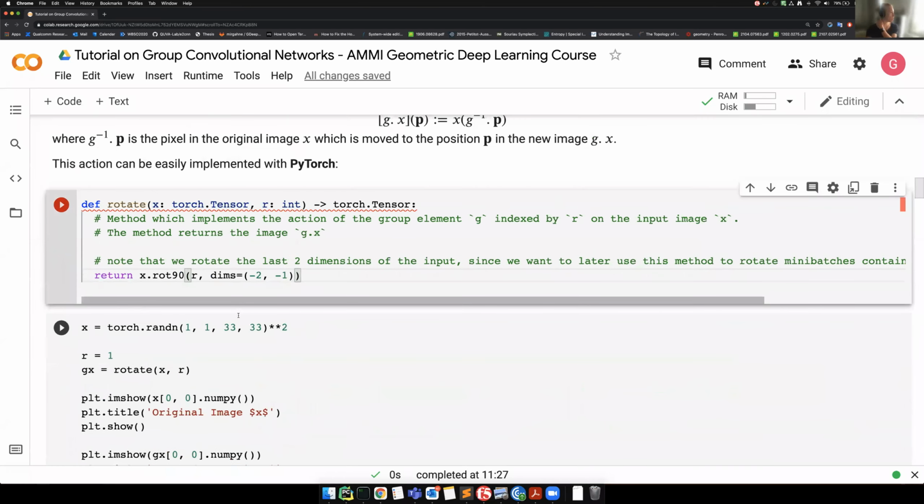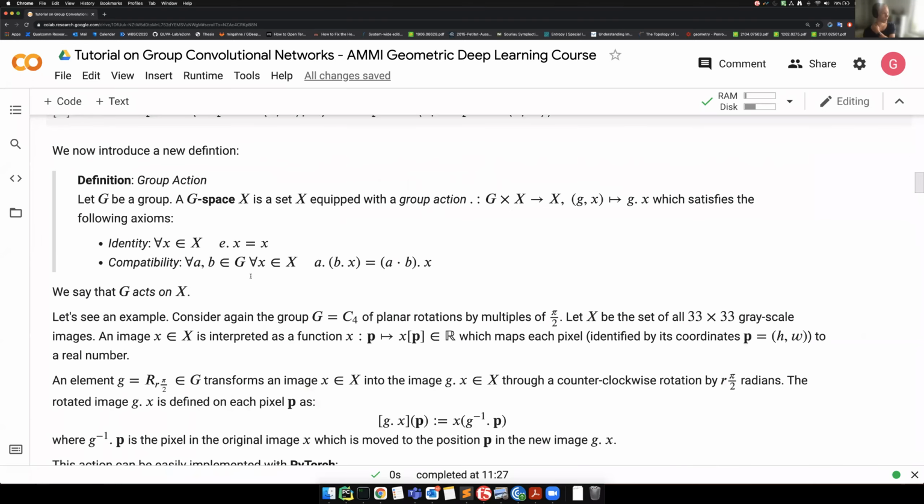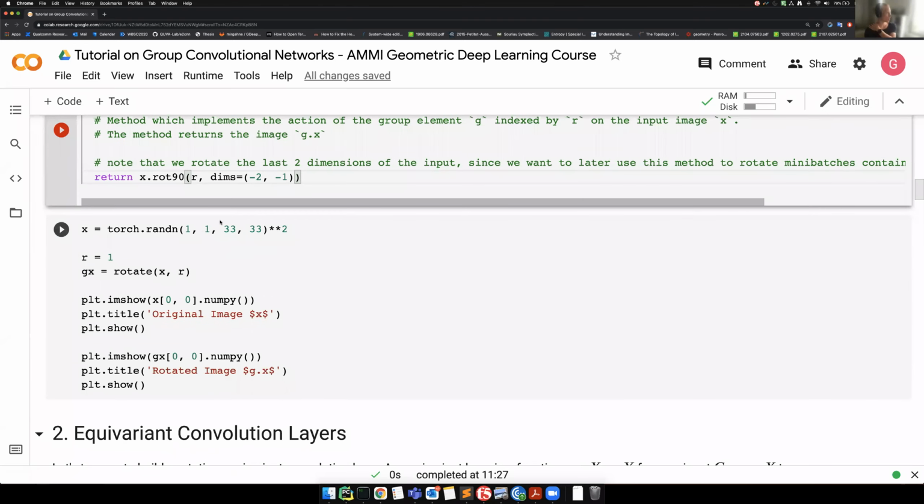Okay, I don't want to run this notebook because otherwise you will have it already kind of not clean.